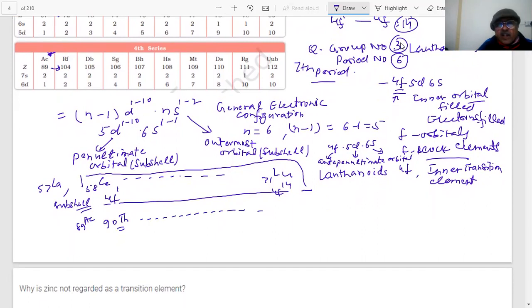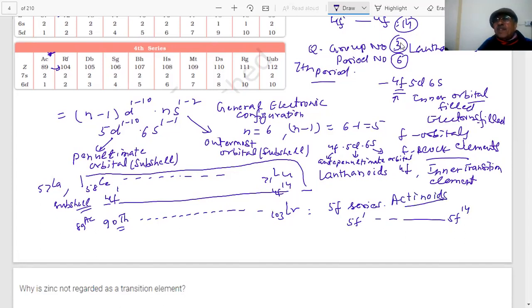Thorium, and then what is the last one? Lawrencium, students. And what is its atomic number? 103. This will be your 5f series. Here the electrons will go from 5f1 to 5f14. These are called actinoids, students. They are radioactive elements. All radioactive elements are highly unstable. You know about that, students.